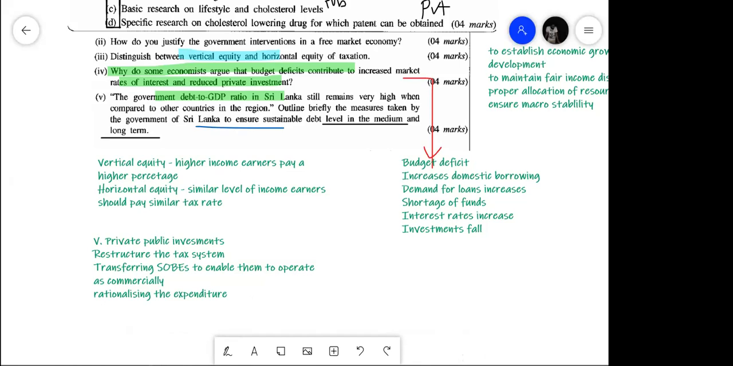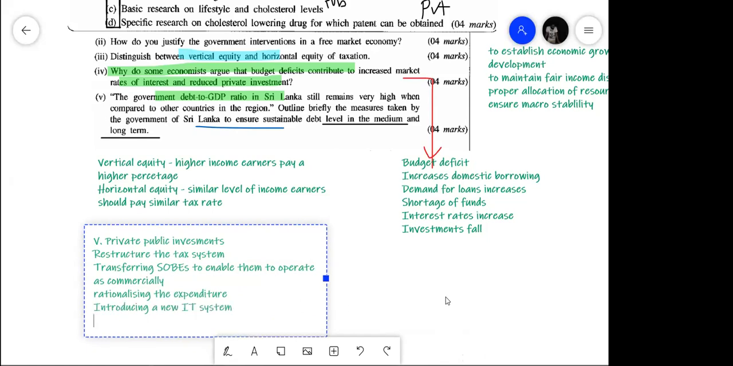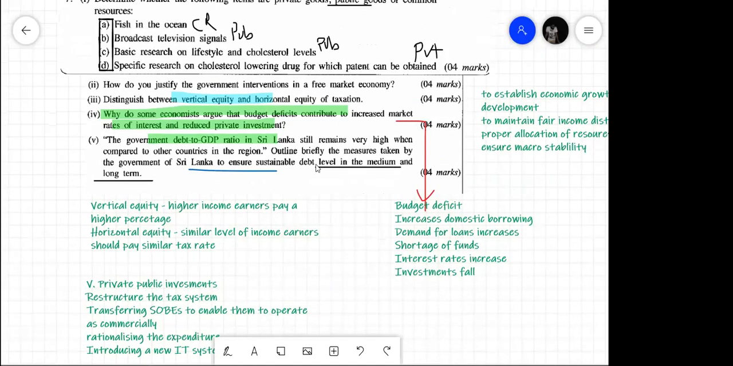Yes, introducing a new IT system. Maybe they did that in that year. I'm not very sure if they did that in 2017 or 18. But yes, maybe you can talk about this: there is this thing, RAMIS or something, the revenue administration management information system, for taxes and everything. So maybe they would have done that. Different things you can talk about.